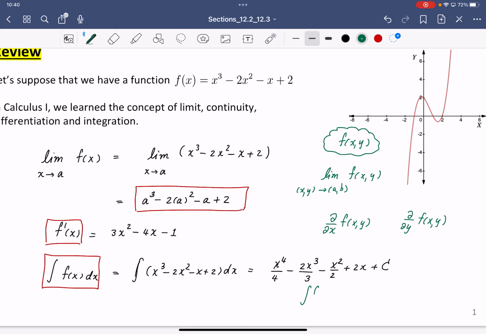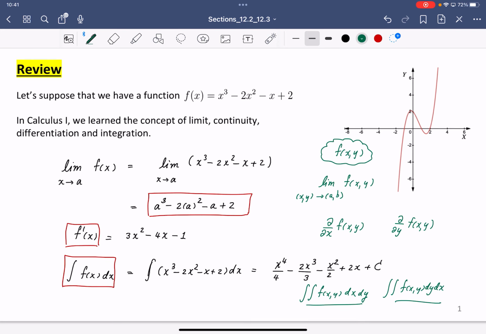Yes, integrate. It's going to be this one: integrate f(x,y) dx dy, or integrate f(x,y) dy dx. What we're going to do is try to simplify everything and go back to one dimension, so you can use the formulas you learned in Cal 1. You're going to see that at the end, for differentiation and integration, you come back and use the formulas from Calculus 1 to help you calculate this.